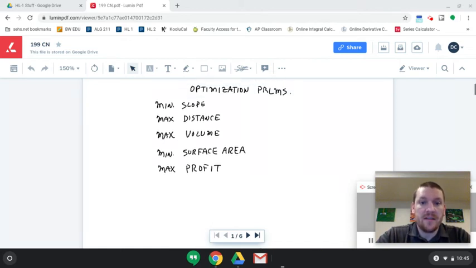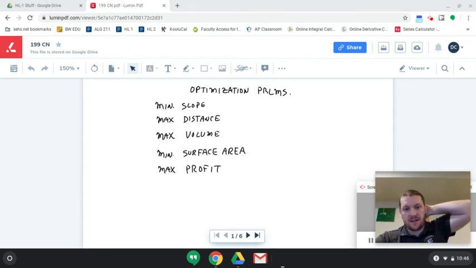But these ones, minimum slope, maximum distance, maximum volume, minimum surface area, max profit, are the five most frequently asked questions. Probably maximum or minimum distance are the first two big ones. And then maximizing or minimizing a specific area or volume are the next things that we look at.